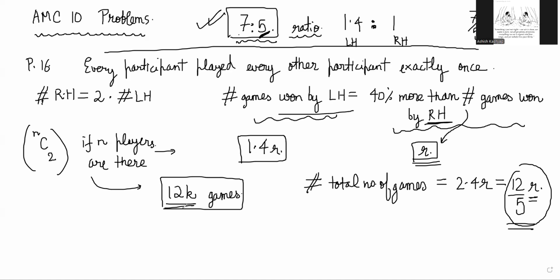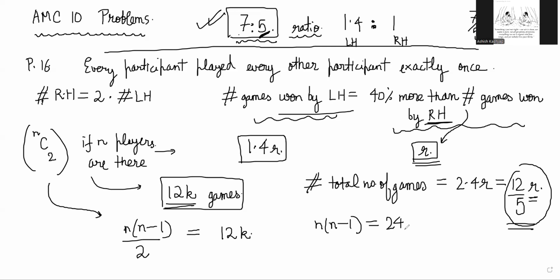We have to check which one is possible to be an NC2, right? Yeah. So we can do n into n minus 1 by 2. This is the meaning of NC2. That has to be equal to 12K, like this. So we can say n into n minus 1 is equal to 24K, right?